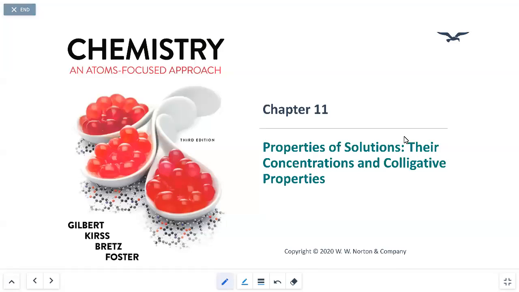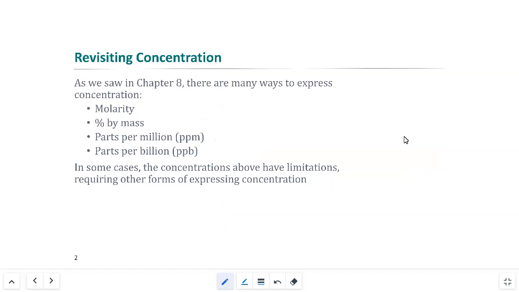So we're starting into chapter 11 now. Again, we've only got a few minutes to just get things started here, but it's going to be an important group of concepts, and they're not unfamiliar concepts to us in terms of talking about concentration.